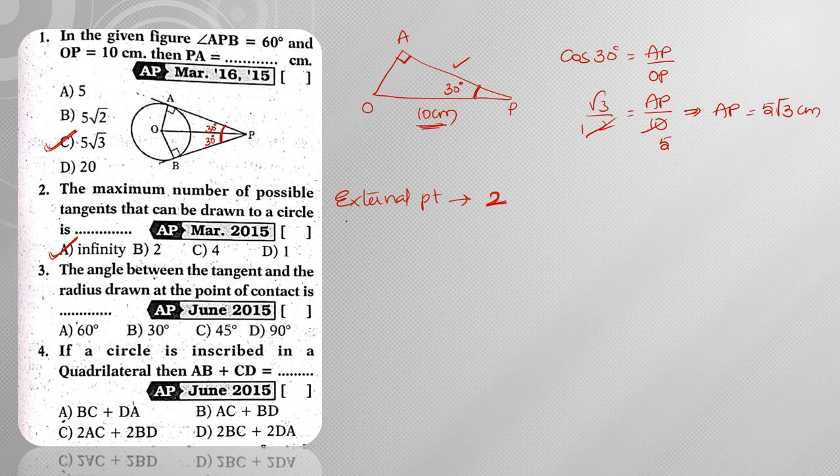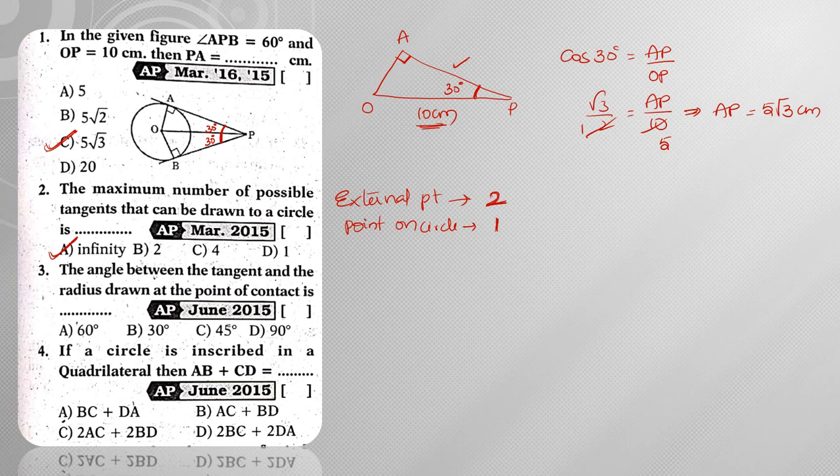If the point is considered on the circle, then only one tangent is possible. If the point lies inside the circle, there are no possible tangents. Next, moving on to question number 3.